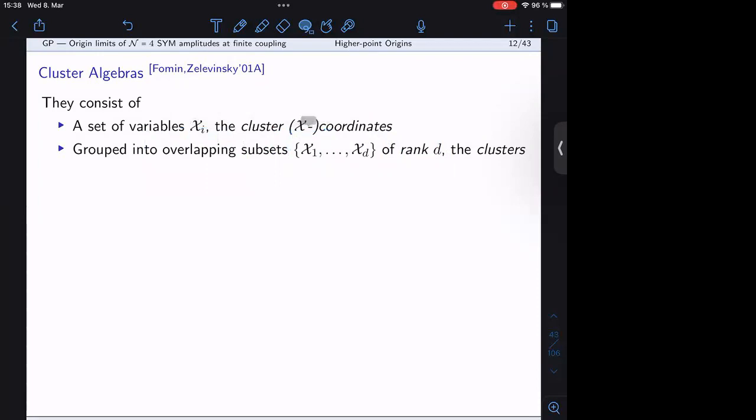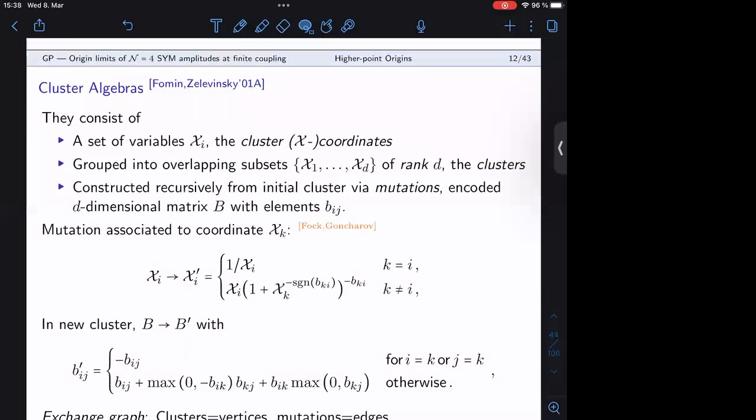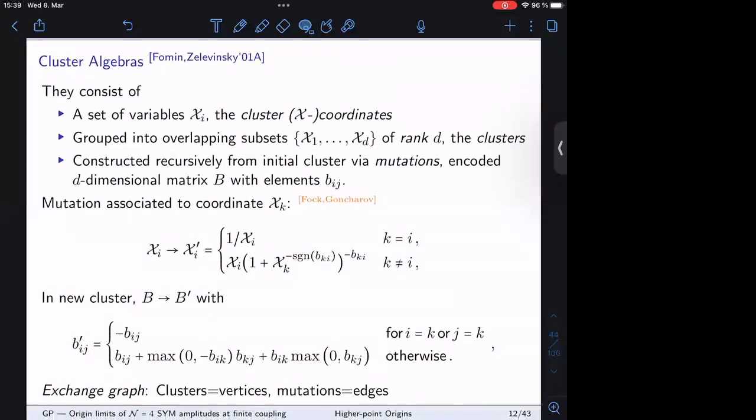Overlapping means that X1 can appear in more than one cluster. It can appear in several of them, or any other cluster variables. And the very cool thing about them is that they are like a game of chess. They are constructively generated. You start from an initial cluster, and then you have this chess rule. You move this pawn to the left, you move the horse one to the front and one to the right, and so on. So there are certain rules that tell you how to transform these variables to get new variables in different clusters.